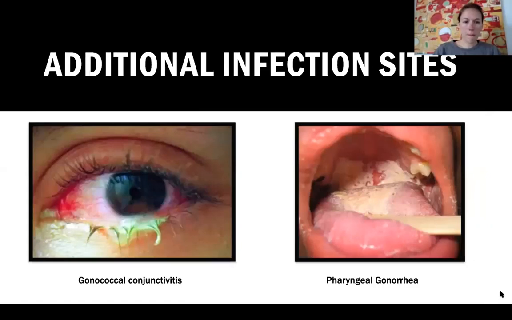Next slide, please. In addition to male and female genital organs, the eyes and pharynx may also become infected if they come into contact with infected secretions. Here's a picture of gonococcal conjunctivitis and pharyngeal gonorrhea. Next slide, please.